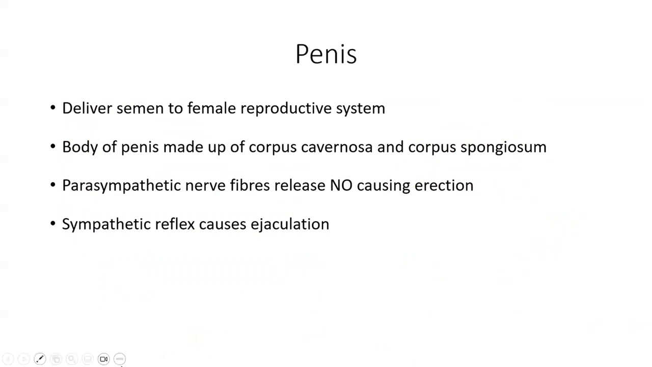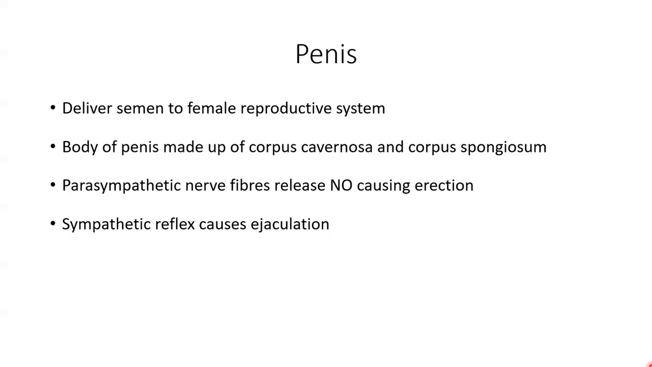So the penis contains the urethra, which is the passageway for semen and urine. However, the primary function of the penis when we're considering reproduction is to deliver the semen into the female reproductive system. The middle or the body of the penis is made up of three masses of erectile tissue. So two, I guess, on the upper side, which are called the corpus cavernosa, and one on the underside, which is the corpus spongiosum. This one surrounds the urethra and will hold it open during ejaculation.